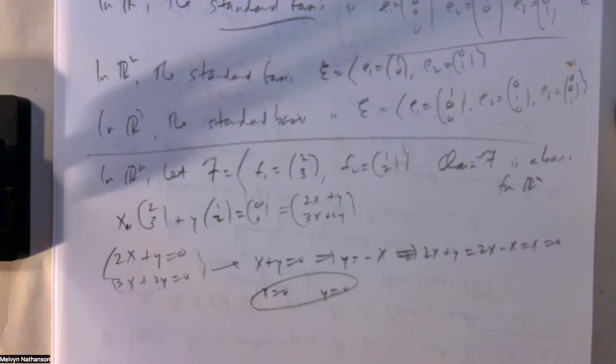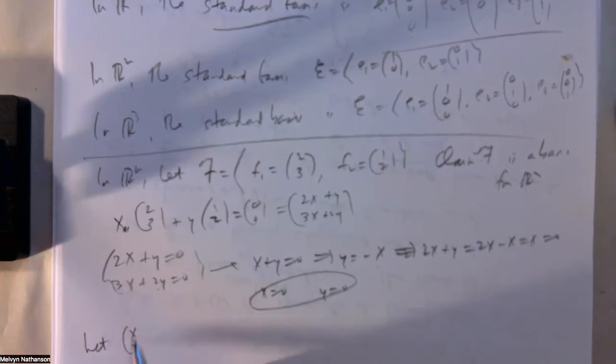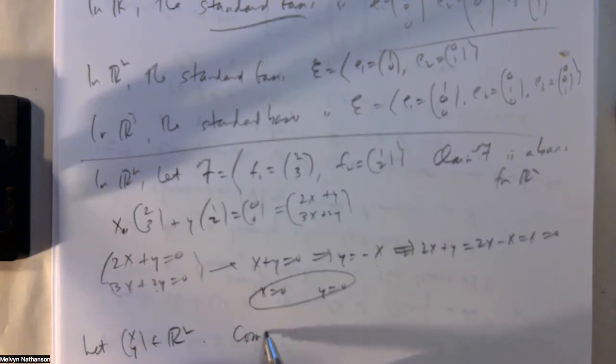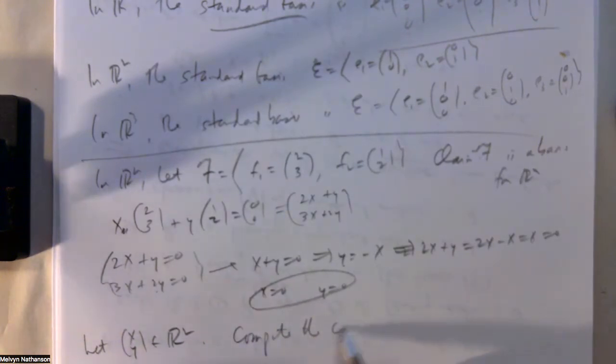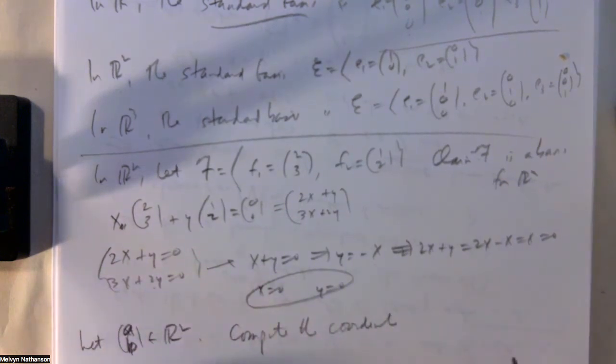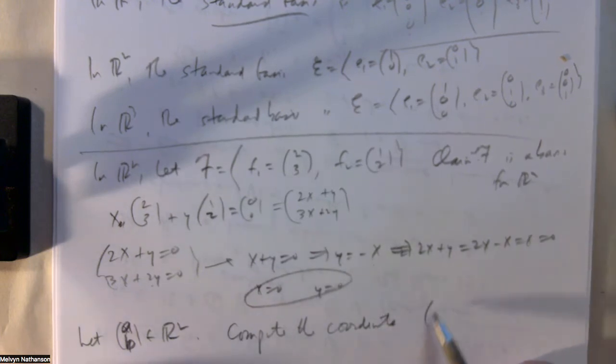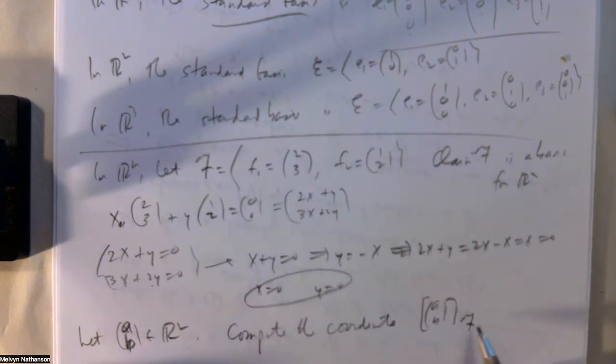And they have to be a basis because R2 has dimension 2, so any two linearly independent vectors form a basis. So suppose we take the vector (x, y) in R2, and I want to compute the coordinate vector. Let me call this (a, b). Suppose I take a vector (a, b) in R2, and I want to compute the coordinate vector for (a, b) with respect to this new basis F.